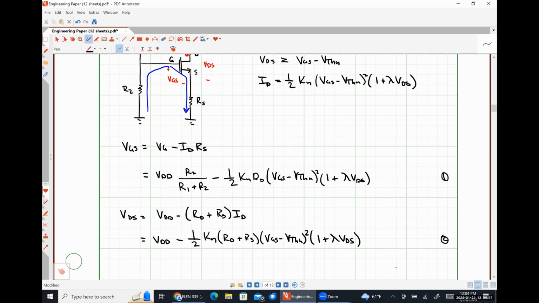Right. So it's always 1 plus lambda VDS, but in the self-biasing circuit, VDS and VGS are the same thing. So that's why I substituted in VGS there, so that I only have the one variable to solve for.